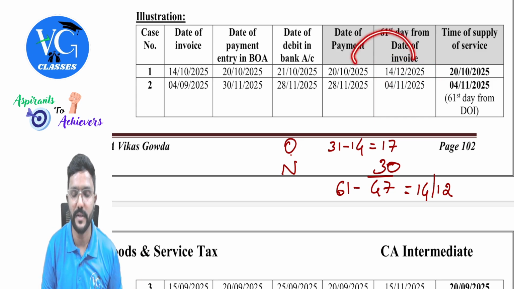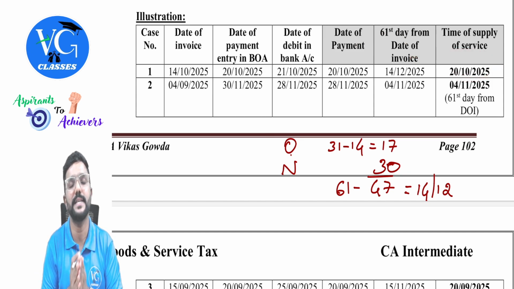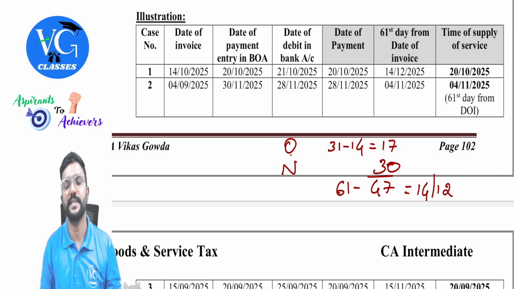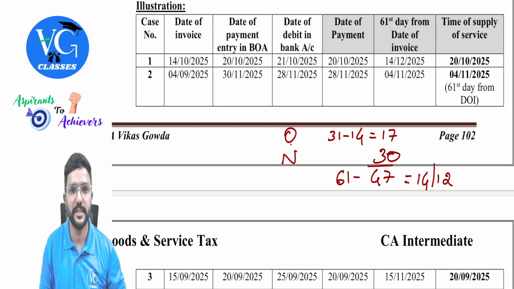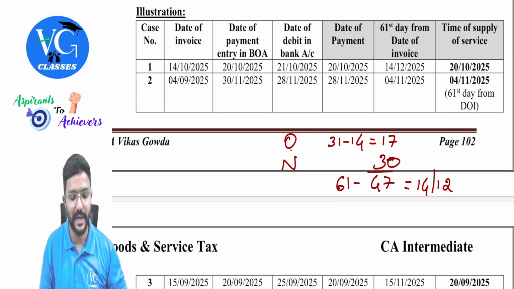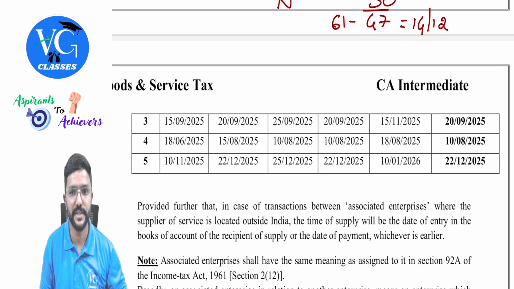Now you compare both of them. 20th October and 14th December, whichever is earlier. 20th October is the time of supply for the recipient of services. Yes, sir. So you can just pause the video if you want, and you can go through the other cases also. I have given multiple cases here.